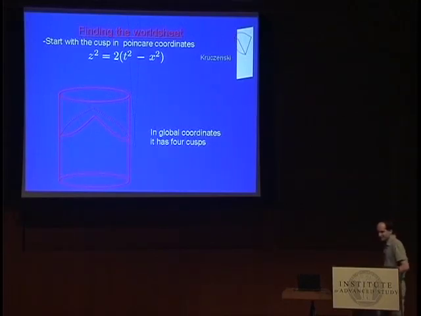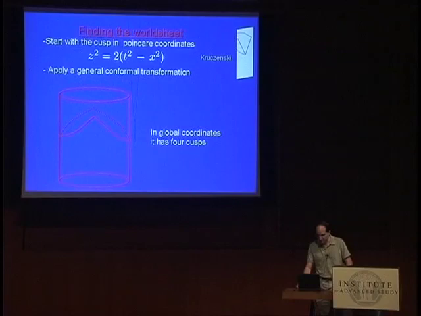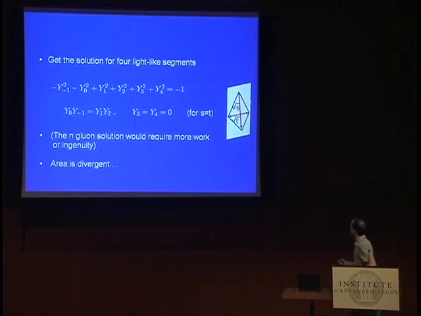But in principle, the solution is completely determined by conformal invariance. And then if you take this solution, which is written in so-called Poincaré coordinates, and you apply conformal transformations, or if you write the same solution in global coordinates, you find that instead of having just one cusp, in global coordinates, it has actually four cusps. And so by just performing conformal transformations of this solution, you can find the solution that is describing the four gluon scattering amplitude, which is a solution that has four of these light-like cusps.